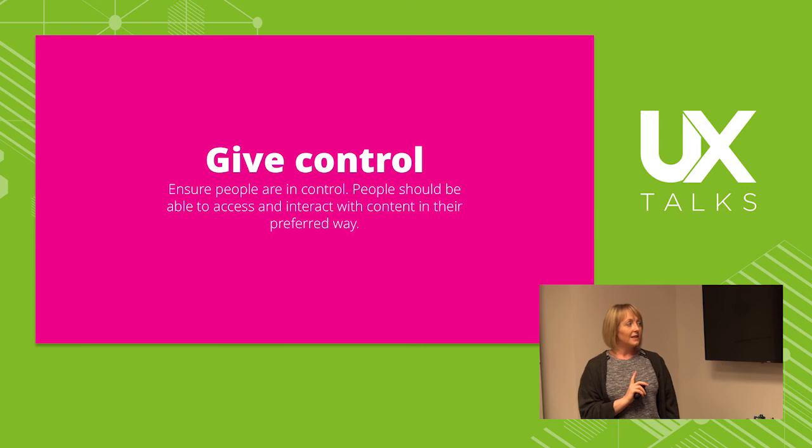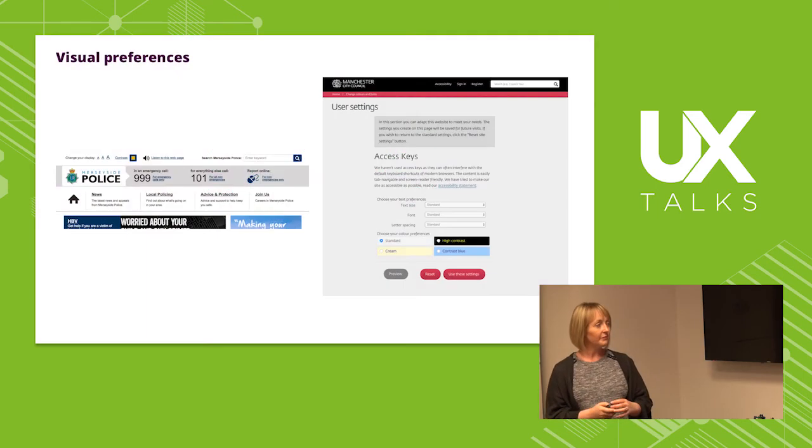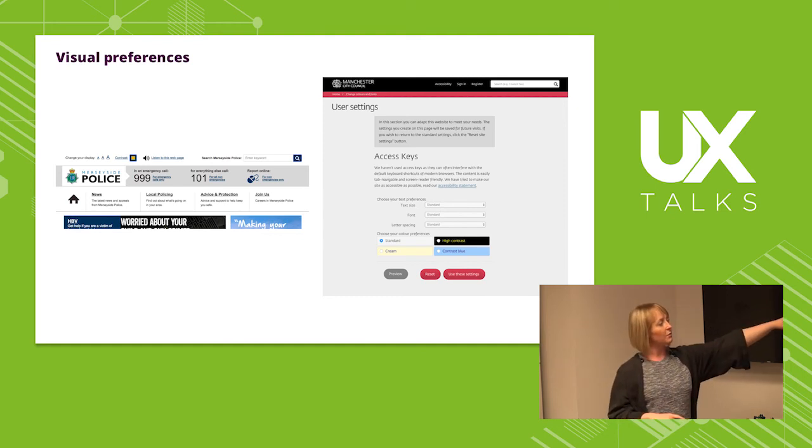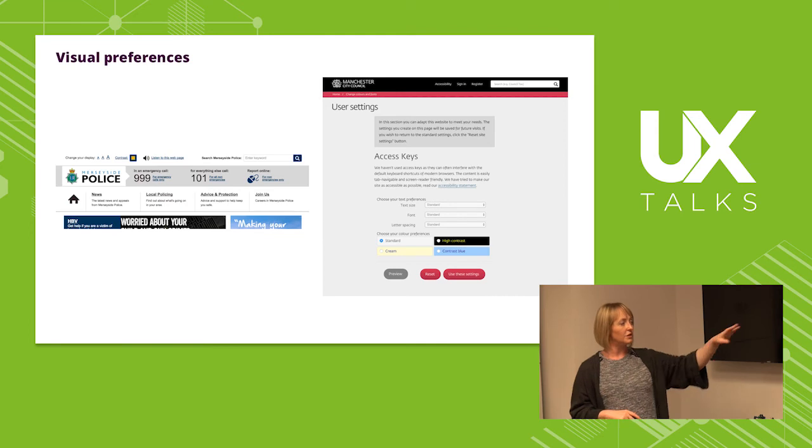Okay, the next one is give control to the user. To ensure people are in control, people should be able to access and interact with the content in the way they want to. I've got 2 examples here. So this is visual preferences. On the left-hand side with the Merseyside Police, this is just a cut from the top of the website. Straight away at the top, you can change the size of your font, you can change the contrast, you can even listen to the whole web page.